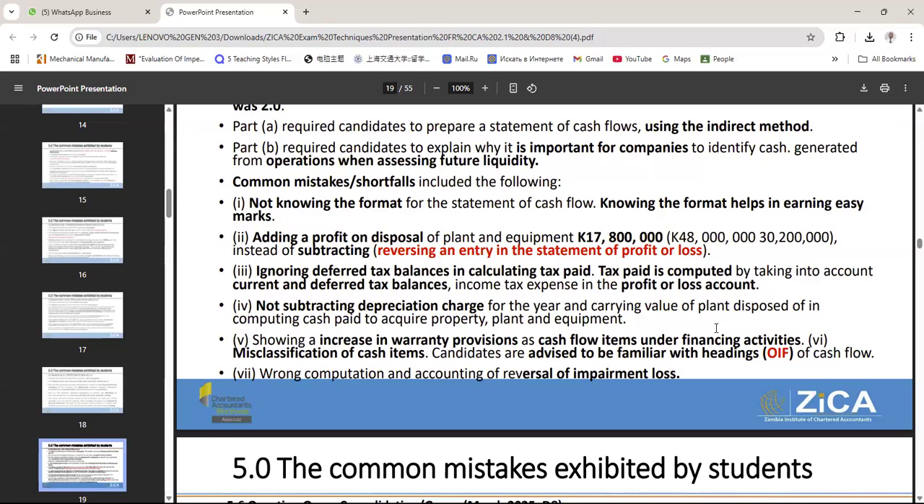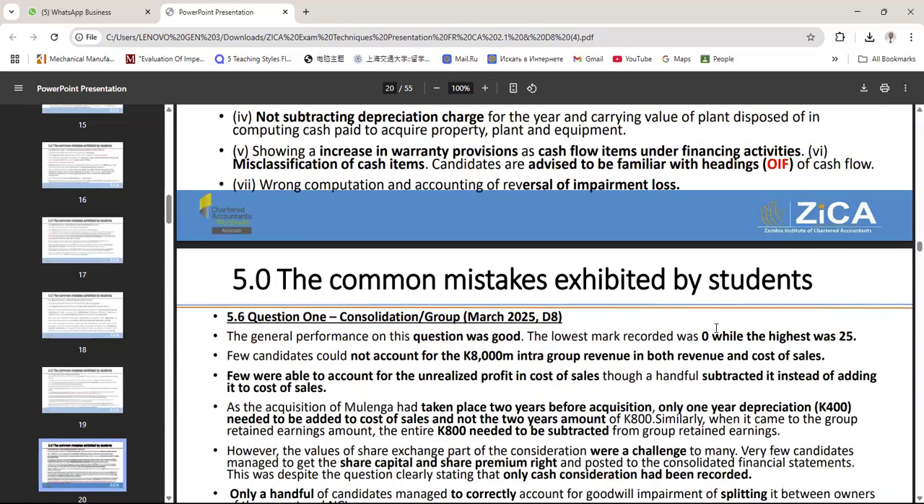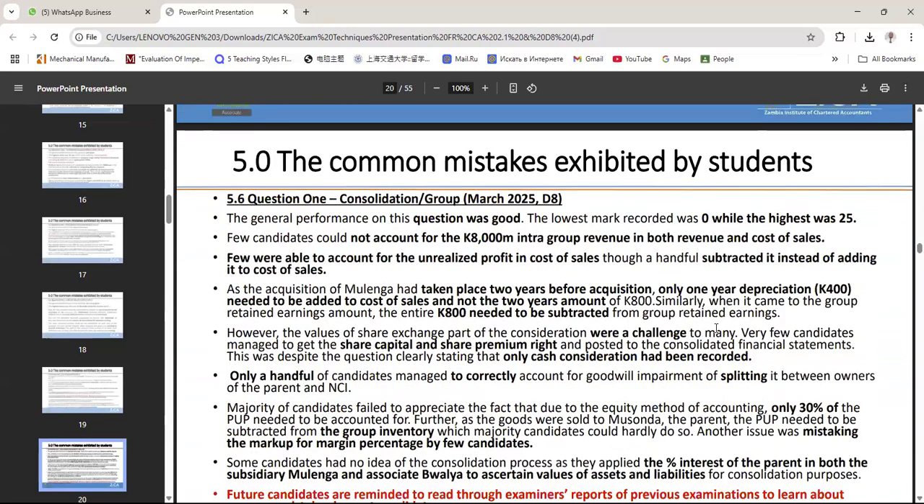Again, they wrongly accounted for impairment loss. If there was impairment loss, we are supposed to add it back. Those were the comments from the previous exam, CA 2.1. Now let's see D8 from March 2025. The performance was good, which is good. Unfortunately, someone got 0, honestly. I'll show you what came, and you will be surprised that someone can get 0 in consolidation.